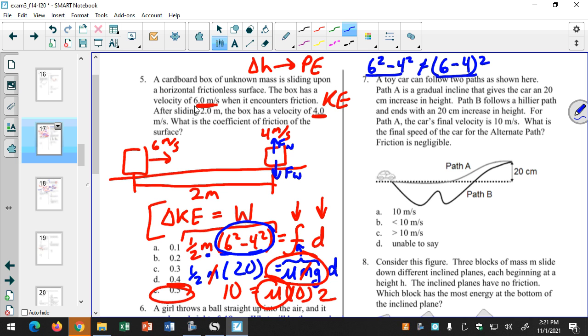Can we go back to that other one? Oh, Faith, go ahead. So why are we squaring 6? Oh, because this is our change in kinetic energy, which is 1/2 mv squared minus 1/2 mv squared. This is final, initial. This one is the final velocity. This one is the initial velocity. The reason they're squared is because it's wrapped up in that kinetic energy.